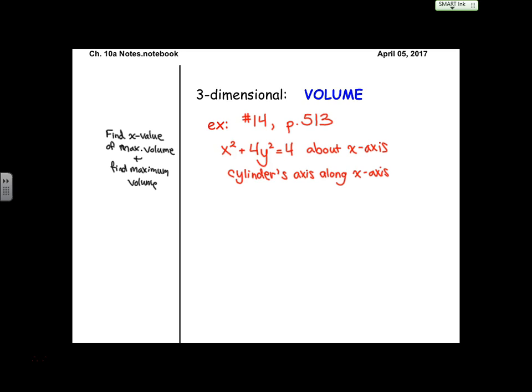The ellipse x squared plus 4y squared equals 4 is rotated about the x-axis to form an ellipsoid. A cylinder is inscribed in the ellipsoid with its axis along the x-axis. The right base touches the ellipse at a sample point (x, y). Sketch the ellipsoid and the cylinder. Plot the volume as a function of x. Sketch the graph. Find the x that maximizes the volume, and find the maximum volume. Yeah, I know, there's a lot going on.